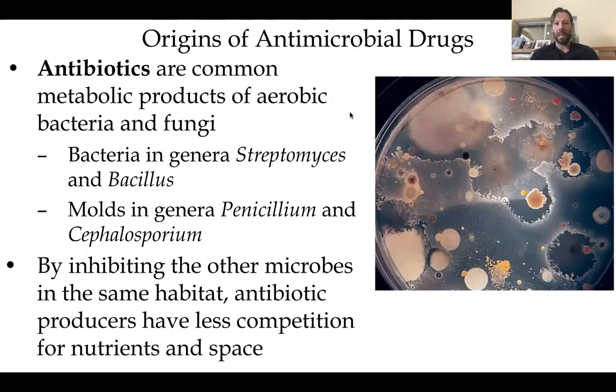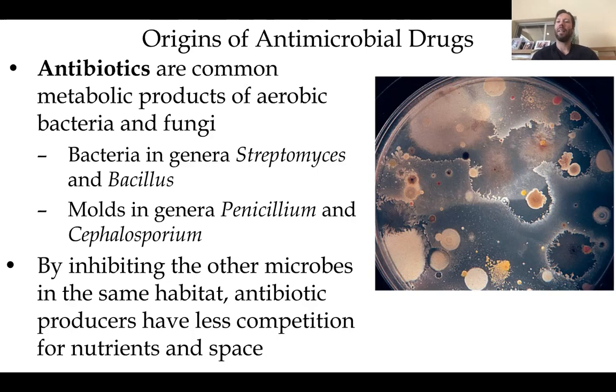What's an antibiotic? An antibiotic is going to be something that microbes produce naturally on their own. And a lot of the antibiotics that we have specifically come from Streptomyces and Bacillus. So streptomycin, I'm sure you've all heard of that. That comes from the Streptomyces bacterium. Mold, we're going to have Penicillium mold, which produces penicillin, and the Cephalosporium, which produces cephalosporin. Those are antibiotics, anti-life, right?